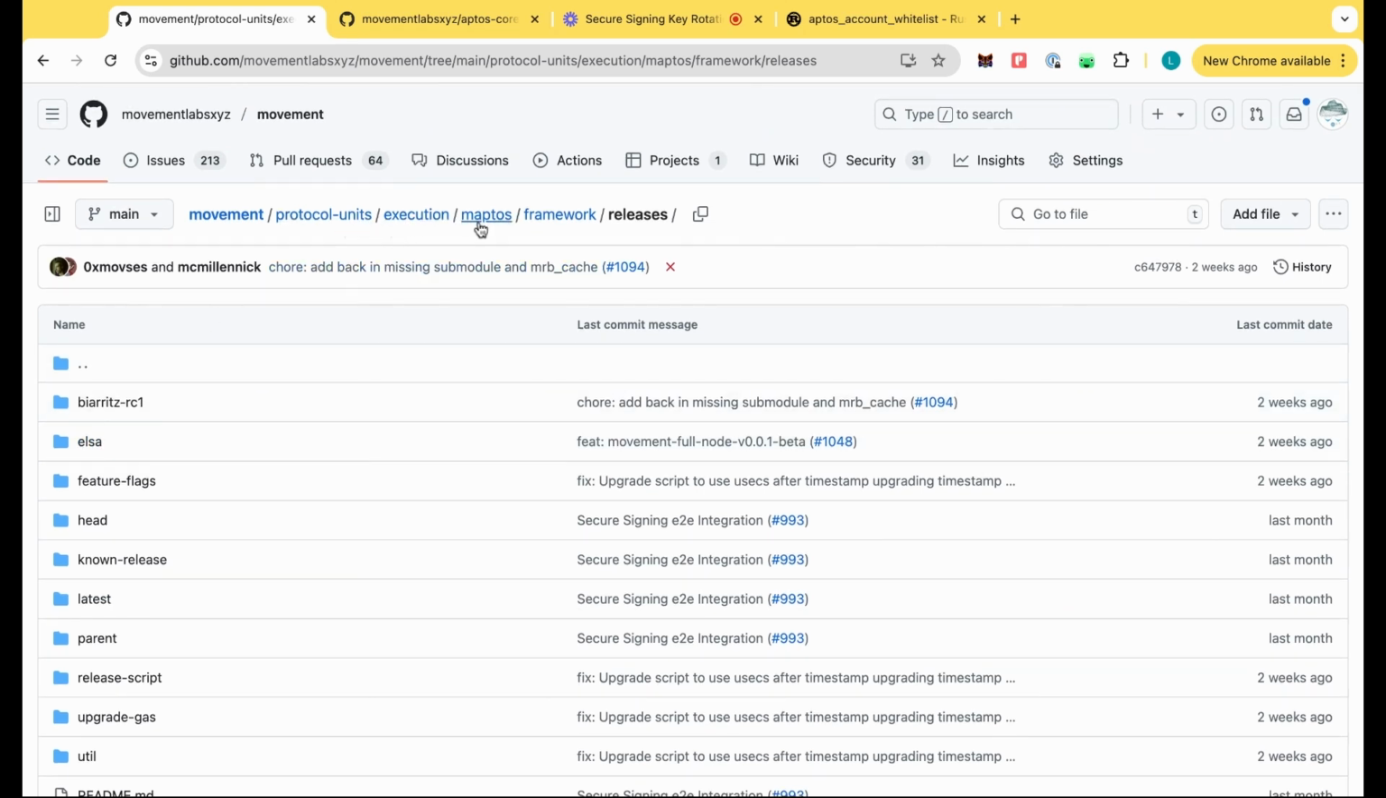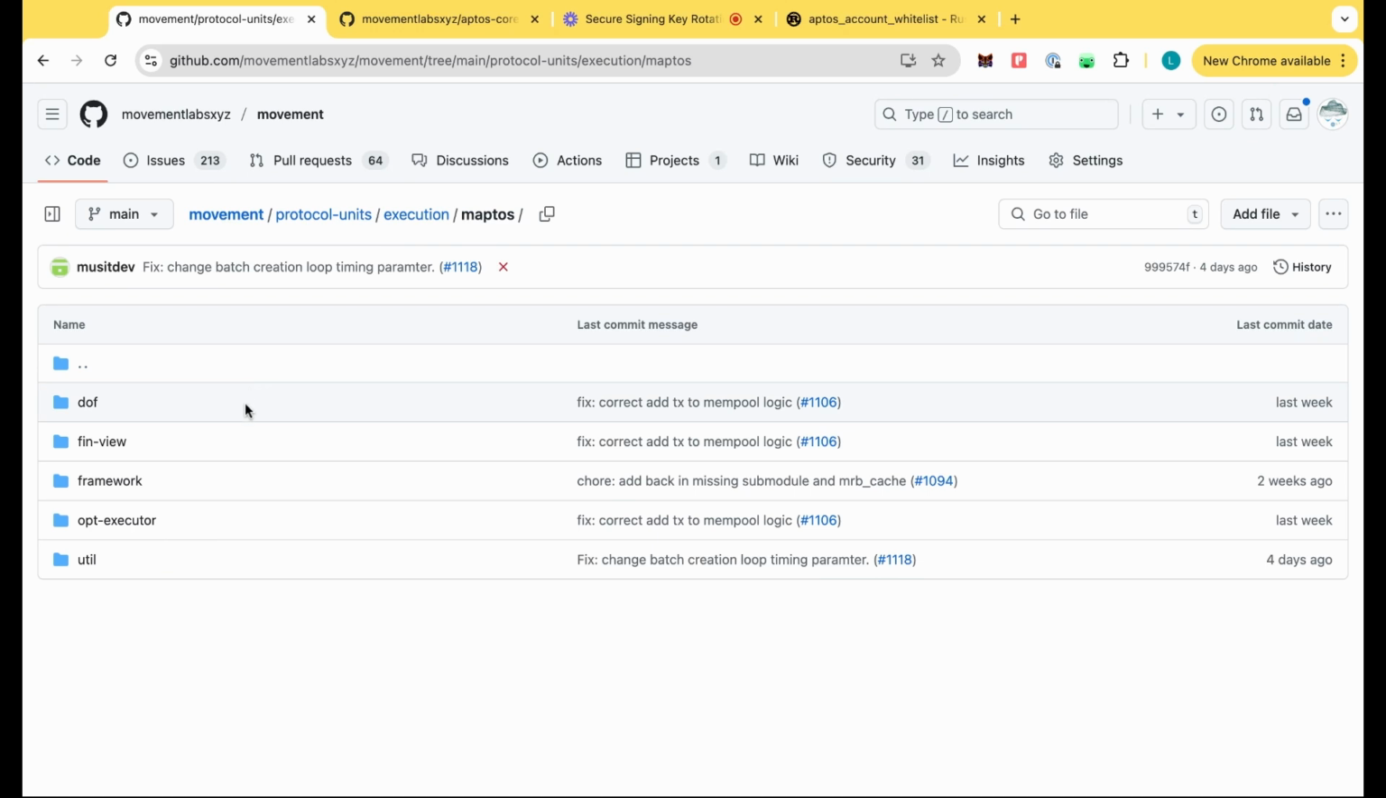One thing that I would not spend too much time on is the fin view and this DOF executor in general. One of the big differences between us and the Aptos block executor is that we added in the ability to revert blocks. But at the moment, because we are running with one validator, we are not actually reverting blocks.